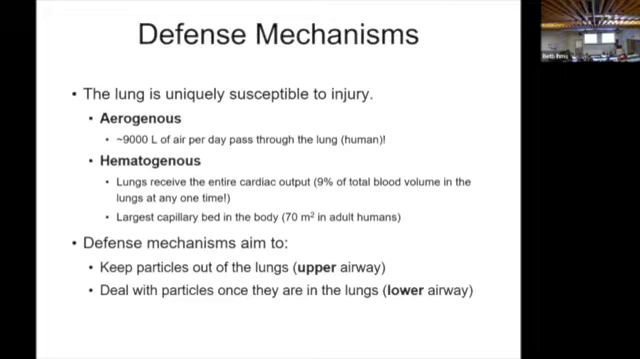You also have to worry about hematogenous exposure. The lungs get the entire blood supply. So there's almost 10% of your total volume of blood in your lungs at any one time. So they get not just a huge air exposure, but a huge vascular exposure. Any insults that come through the blood can be very damaging to the lungs. Defense mechanisms in the respiratory system are primarily trying to keep particles out. That's mostly the upper airway. And then if you do get particles in, you have to have some system to deal with them. That's the lower airway, after we bypass the upper filtration.